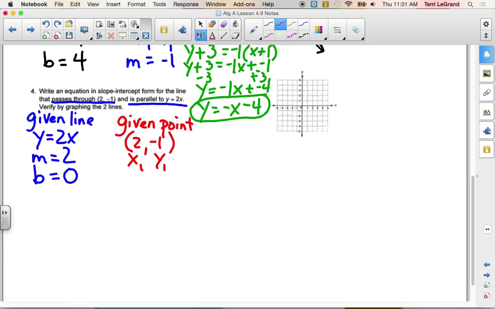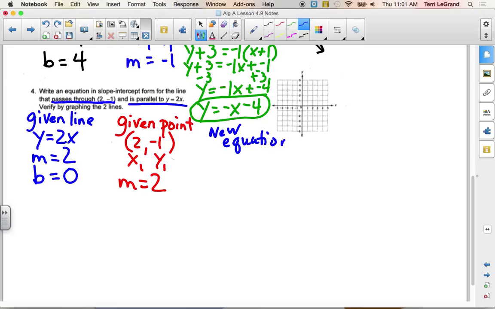This point that a line's going to go through has to have a slope. What's its slope? 2, because it has to be the same as the other line, right? And now we're ready to move on to where we are going to do our new equation. Let's put that as our title: new equation.